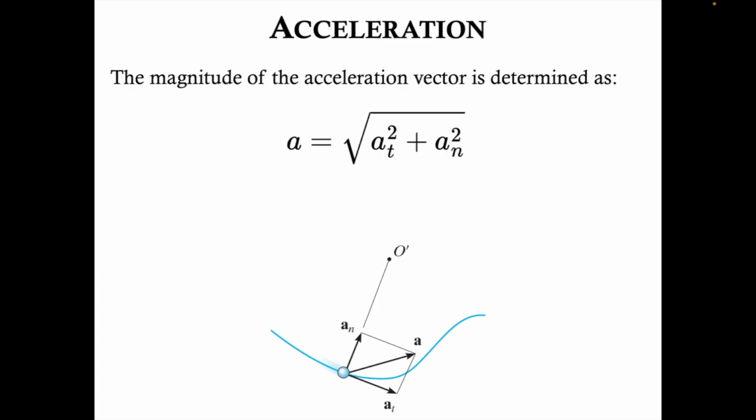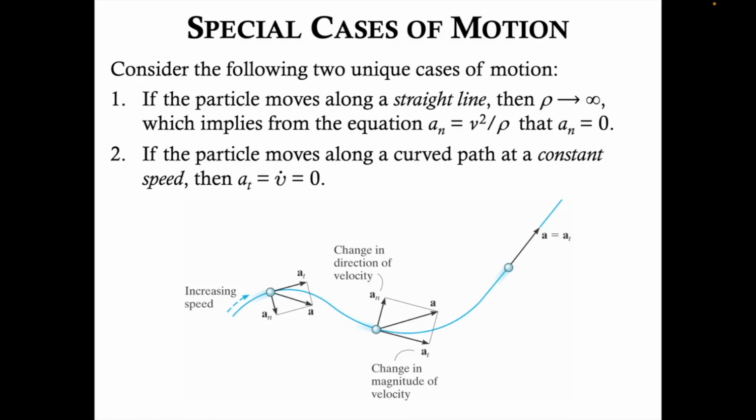The magnitude of the acceleration vector is determined in the usual way, square root of the sum of the squares of its components. So the scalar a, magnitude of the acceleration vector at any instant in time, would be the square root of a sub t squared plus a sub n squared. Consider some special cases of motion.